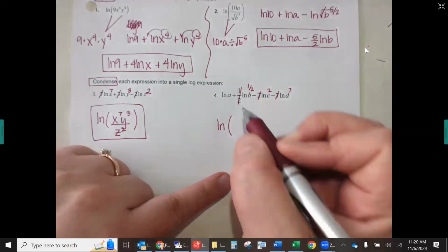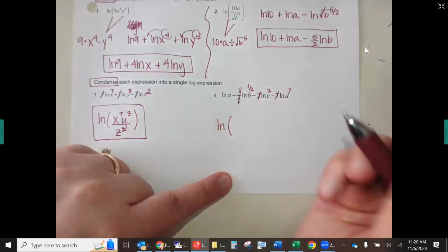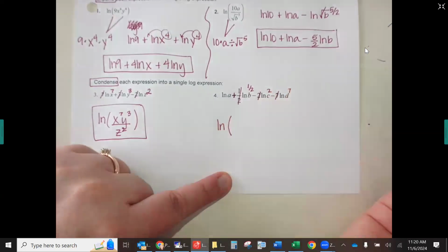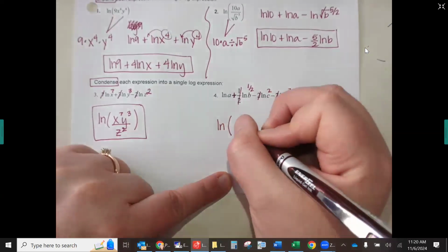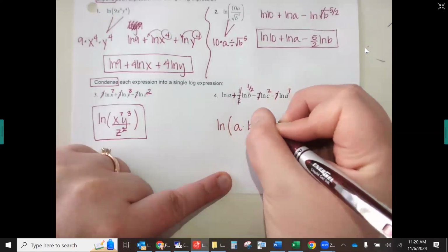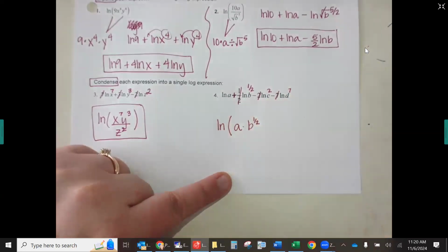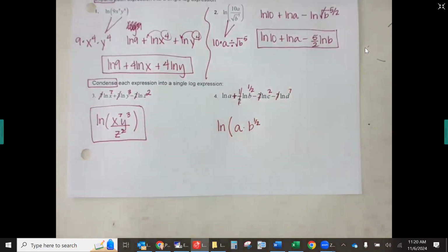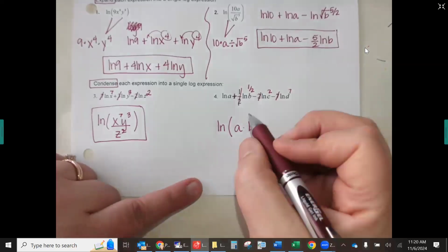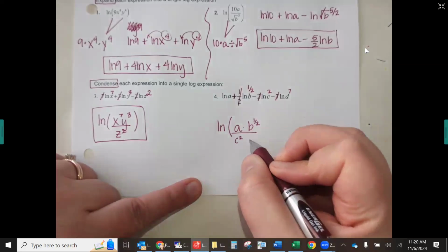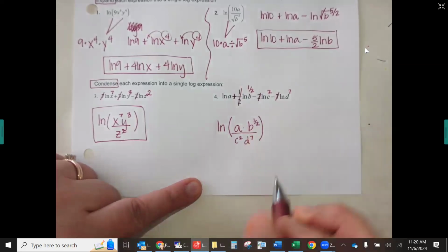Okay, I have my a and my b to the half had a plus in between. How will I combine them? Multiplication or division? Multiplication. And then my c squared and my d^7, those both have minuses, so they'll end up on the bottom. So it'll be over c squared, d^7.